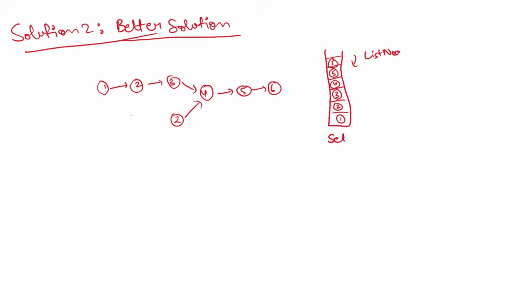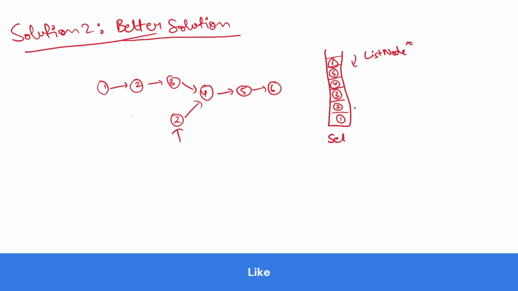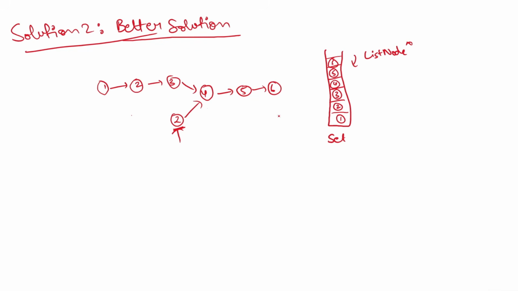Okay. Now after storing all the nodes I will start from my second list and check whether this node is present in this set or not. If it is present, then the first node which is present in this set will be our intersection point. So I will start from this. Is 2 present here? No, it is not present because I am taking the same node. Is 4 present? Yes, 4 is present here. So I will return this node.